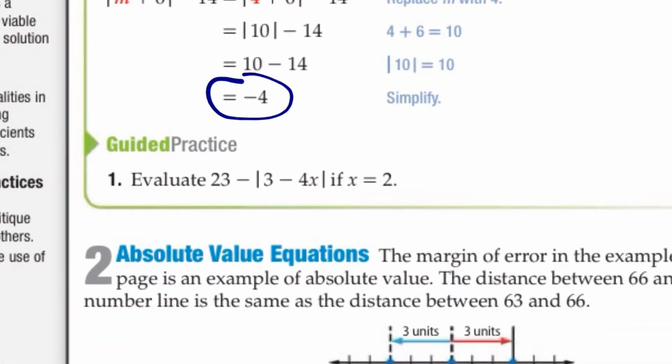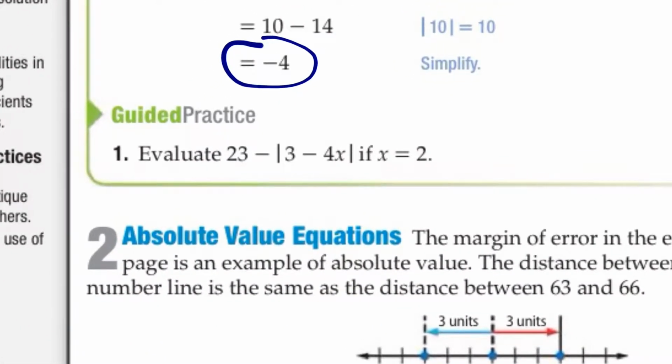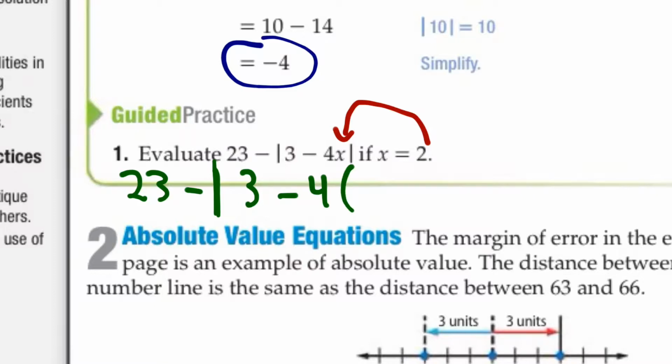So let's take a look at the guided practice. It says evaluate, meaning solve. 23 minus the absolute value of 3 minus 4x, if x equals 2. So what am I going to do? First step, plug in the 2 for x. And so I'm going to rewrite it. 23 minus the absolute value of 3 minus 4. It's not an x anymore, it's a 2, close absolute value.